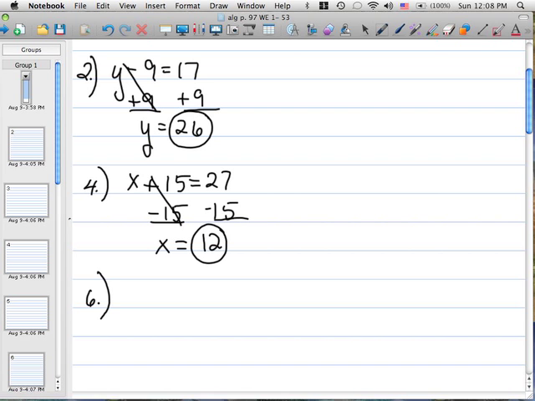Number 6, negative 49 plus n equals 63. I'm going to get rid of the negative 49 to get n by itself, so the opposite would be to add 49. So now n is by itself, and 63 plus 49 makes 112.